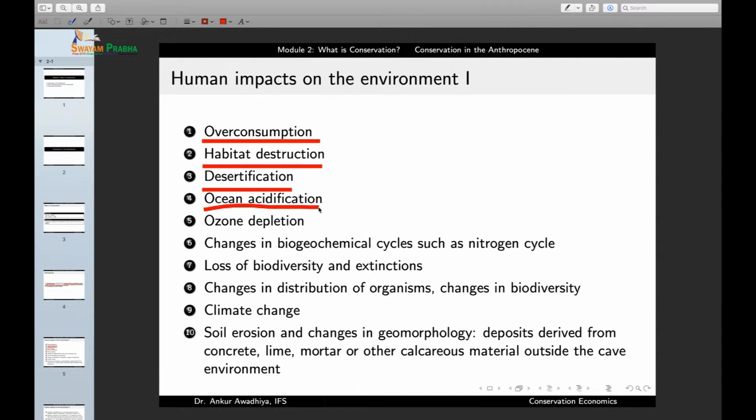Also, we have ocean acidification. Ocean acidification means that we are converting the pH of oceans towards acidity, which means we are reducing the pH of the ocean waters. Now, how are we doing that? A major factor is the release of carbon dioxide.